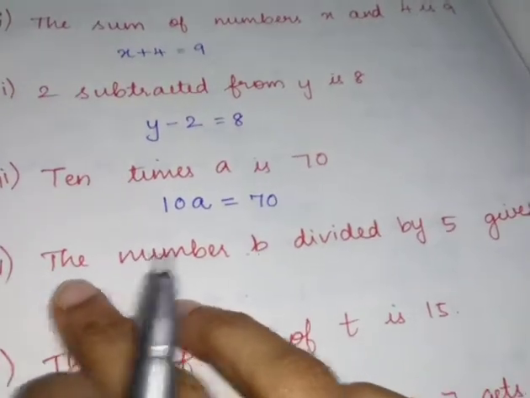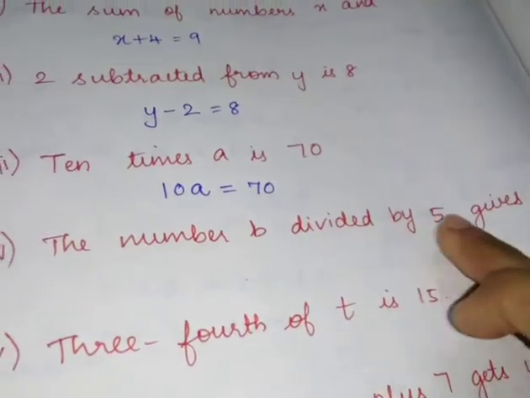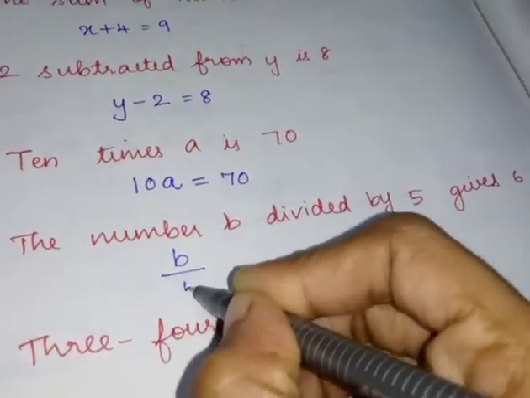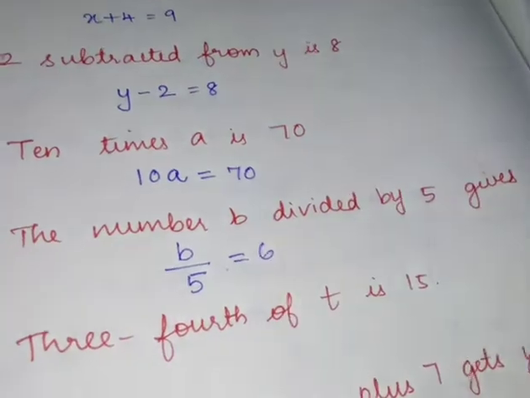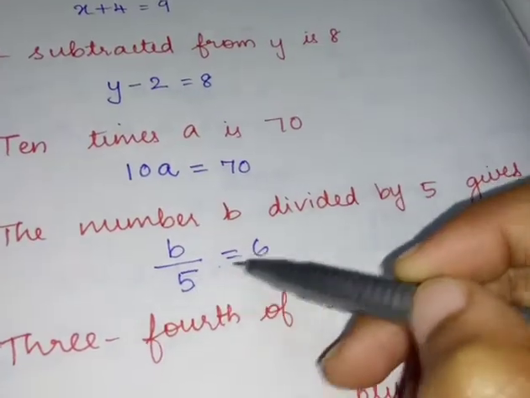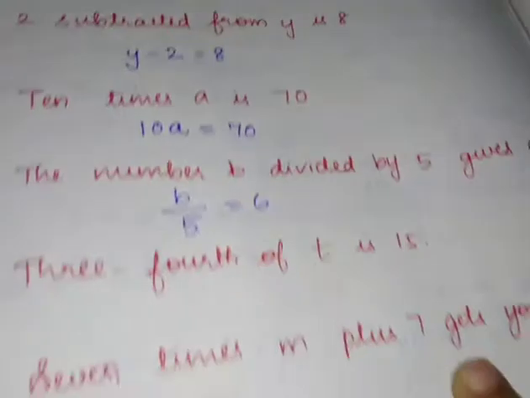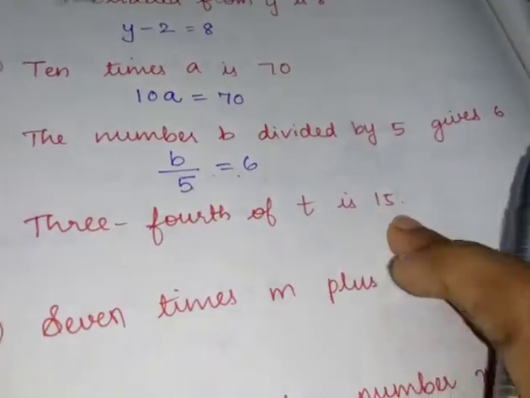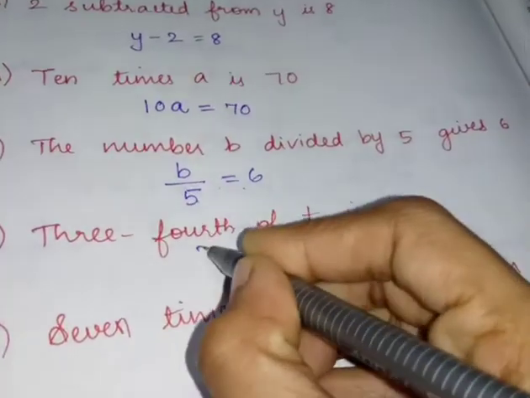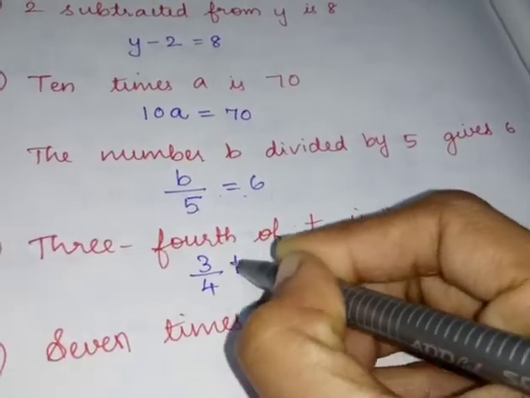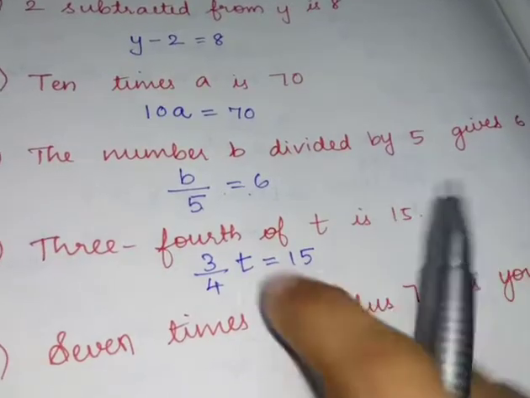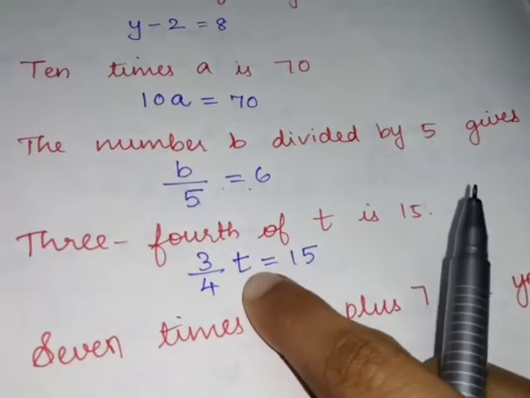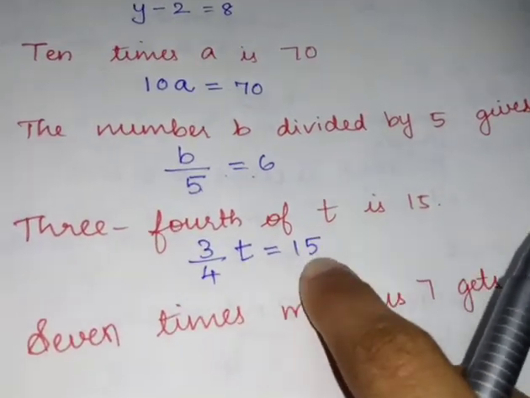Fourth one. The number b divided by 5 gives 6. So number b divided by 5 gives 6. b divided by 5 gives 6. Okay. Next, 3/4 of t is 15. 3/4 of t is 15. 3/4 means 3/4 of t equal to 15.